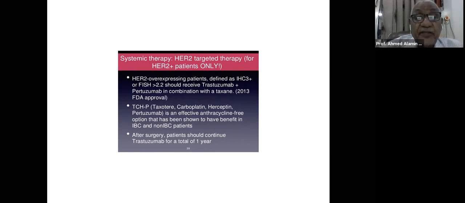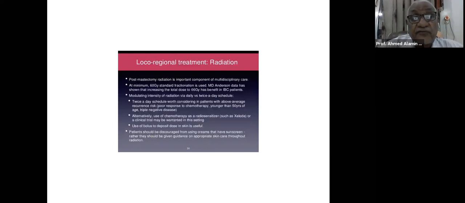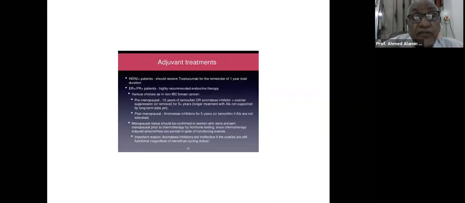After surgery, patients should continue trastuzumab, or Herceptin, for a total of 1 year. It is a very expensive drug, but it is very promising to improve the outcome of the surgery. For local regional treatment, we give radiation post-mastectomy, and patients should be discouraged from using creams that have sunscreen, those used for sun tanning. Adjuvant treatment.